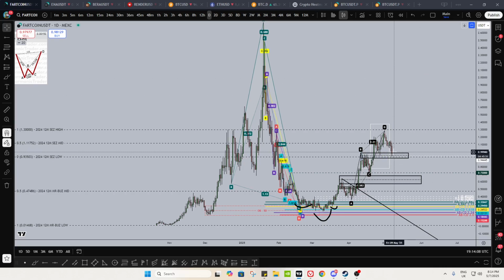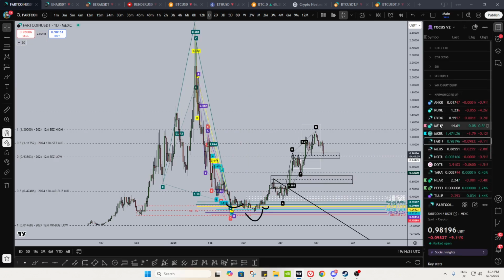And if I do want to look for, let's say, some potential swing opportunities, then it's going to be at lower levels. I'm not going to do it here. I'm already positioned with enough. So that's Farcoin, and the other one you asked for is AVAX. So let's take a look at AVAX.